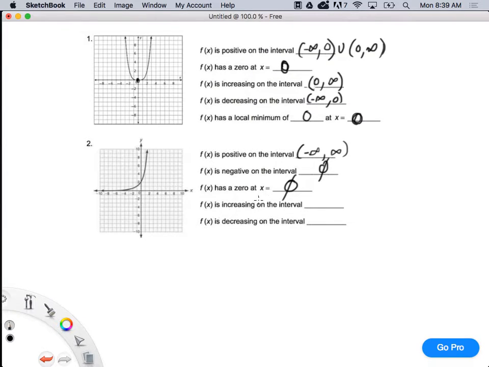F of x is increasing on the interval what? Well, you may not be able to tell, but even right here, even though it looks like it's flat, it's actually slowly increasing. So it's always increasing from negative infinity to positive infinity, and it's never decreasing. Okay? What does it mean when it asks if f of x has a 0? F of x has a 0 when the function crosses the x-axis. For instance, if I were to have a function that looks like this, my 0 would be there. Okay?